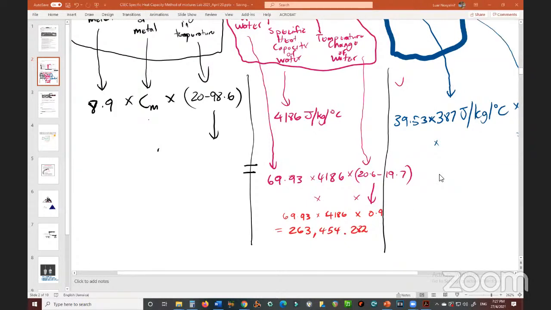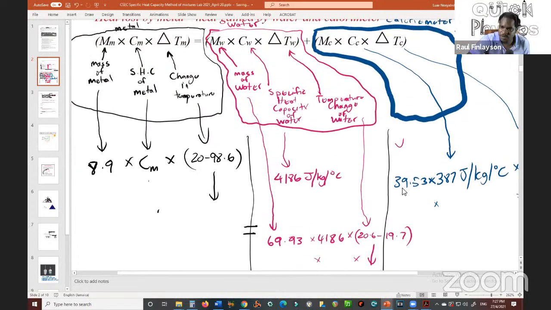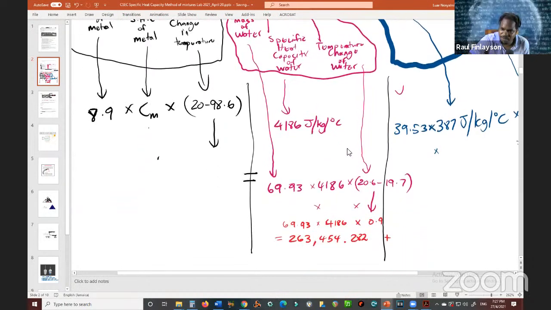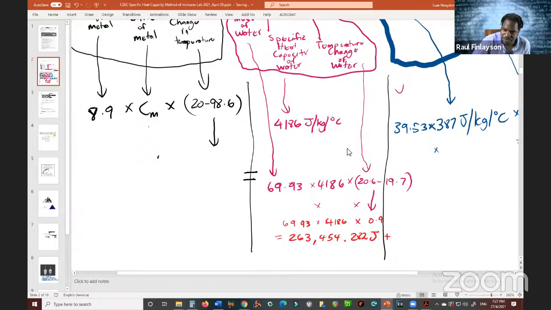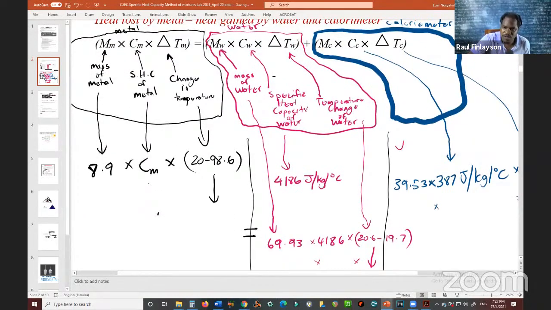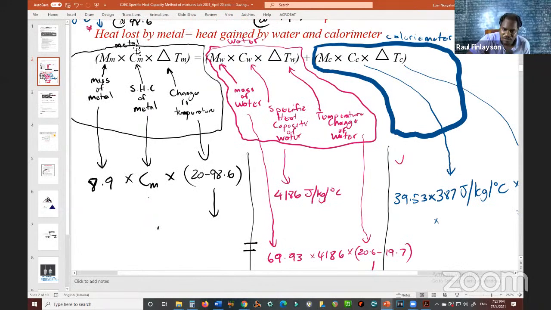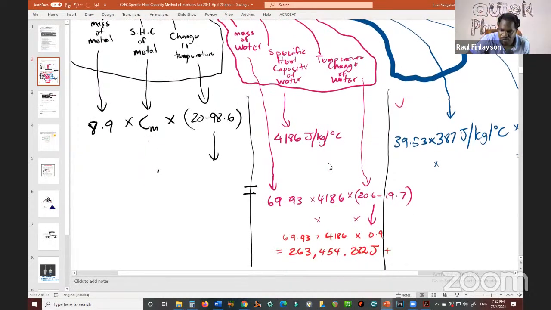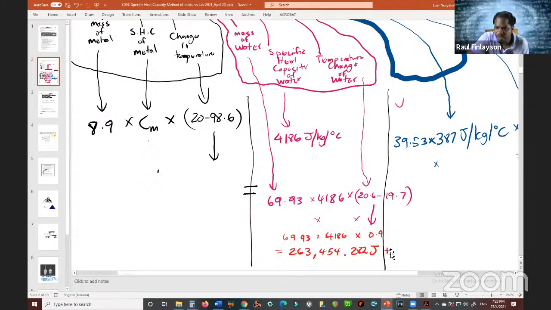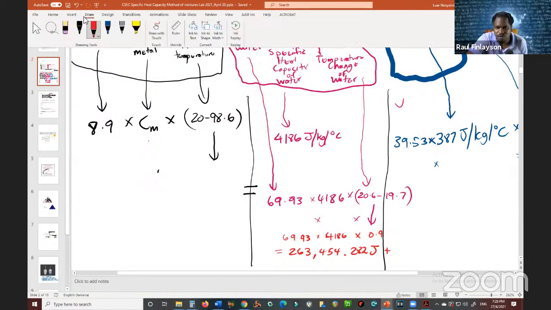All right, so going back up, then we're going to add the calorimeter. What happens to the calorimeter? So what this number is, guys, is the energy. It's the energy that the water received from the metal. All right, this number works out to be 263,454.282. And then what we're going to do now is work out what happened to the water.